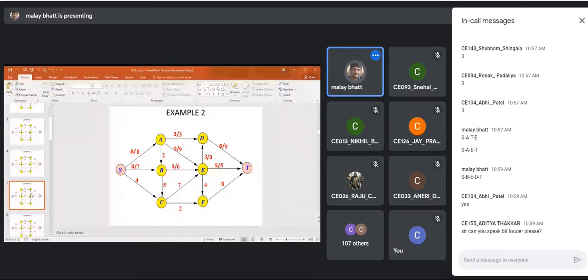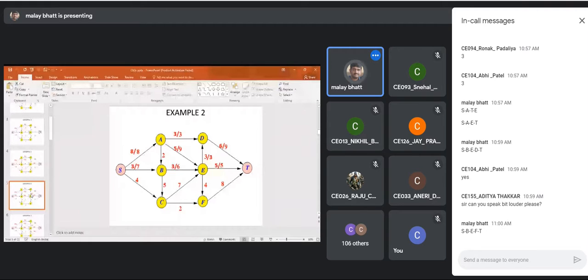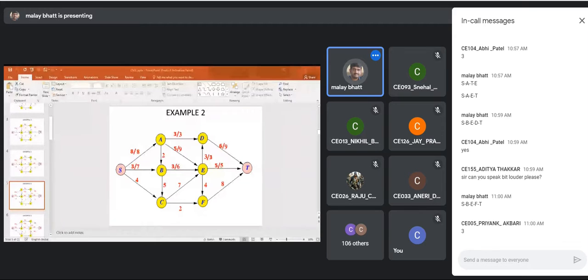So now from S to B and B to E, and E to F and F to T. S to B, then from here E, from E we'll consider F, and from F we'll consider T. So S to B, B to E, E to F, and F to T, if we consider this path, the minimum value will be 3, because S to B is 4, B to E is 3, E to F is 4. That is the new augmentation.